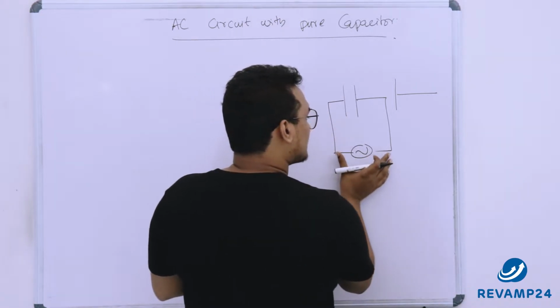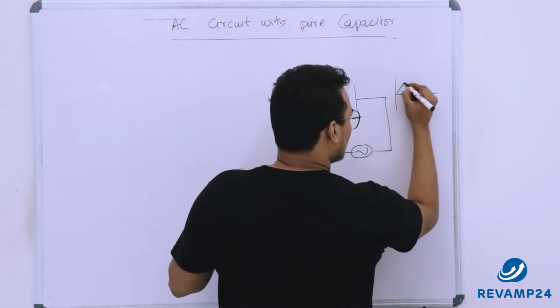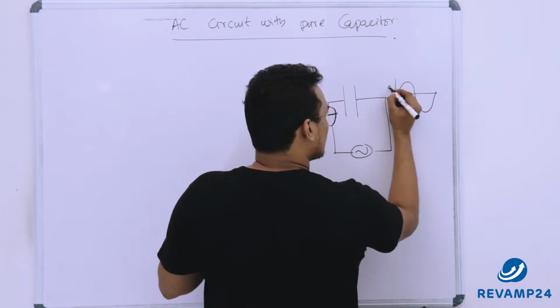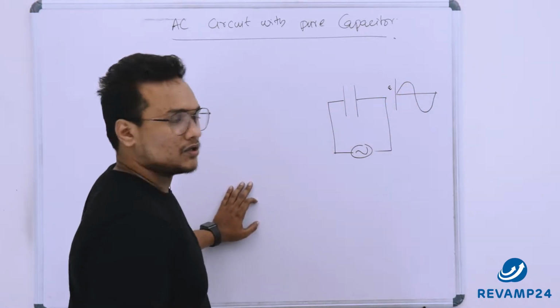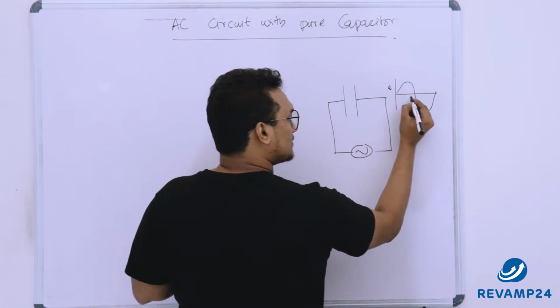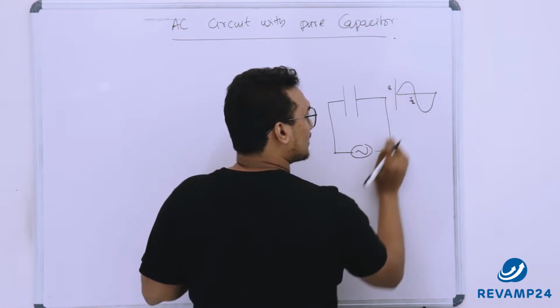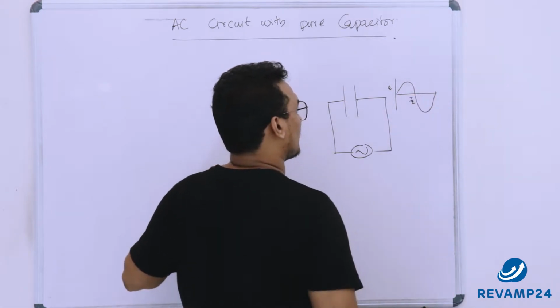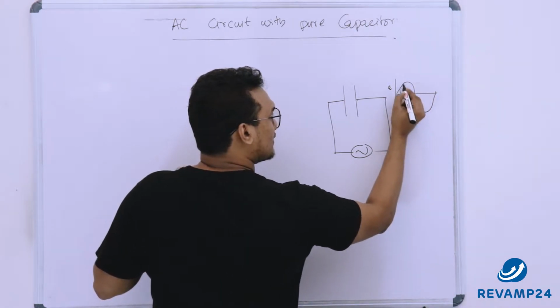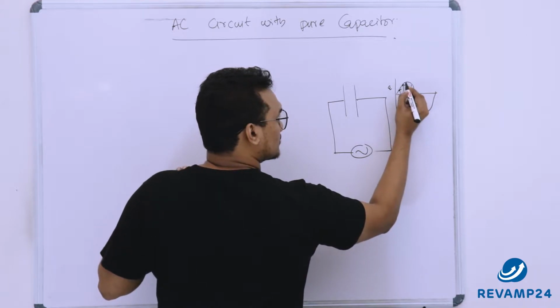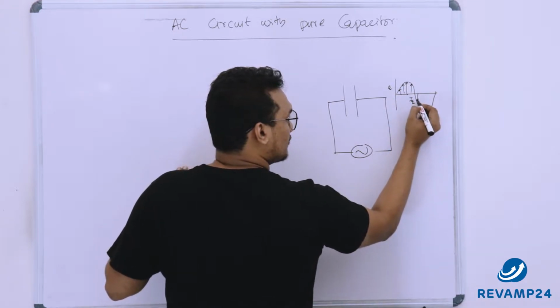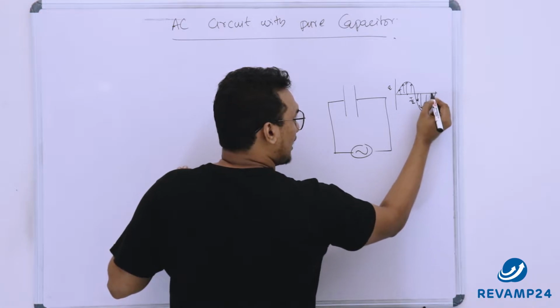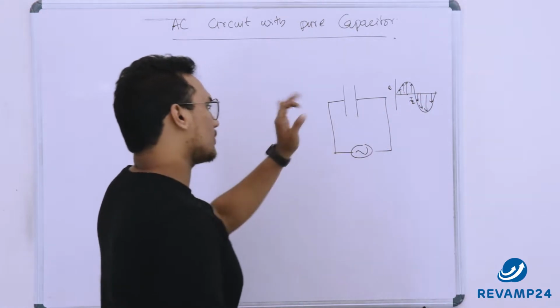Now what would be an AC output? AC output would be in this way. So this is the variation of EMF. In the first half, that is till T by 2, the whole cycle is the time period T and half of it comes here. Till here, the current is in one direction. Then the current reverses direction. So what will happen in these two cases across the capacitor?